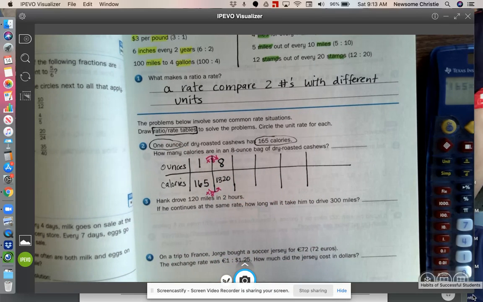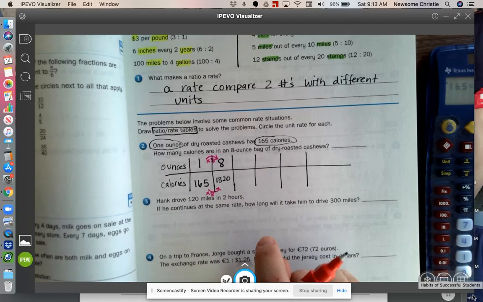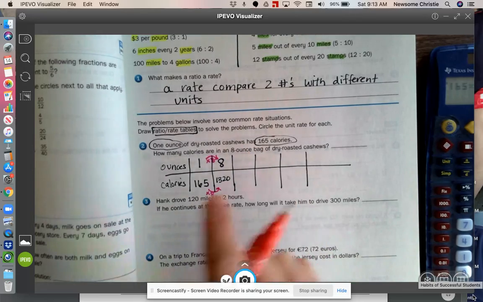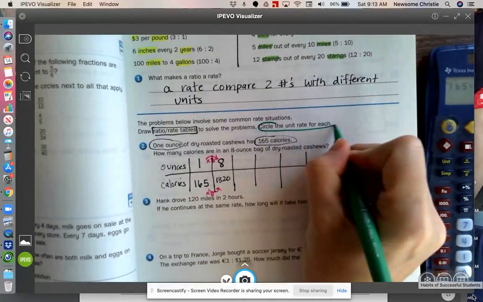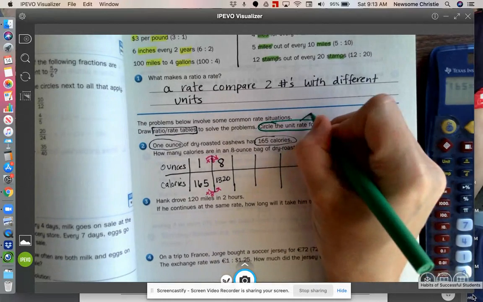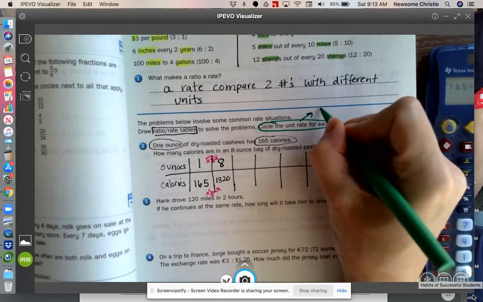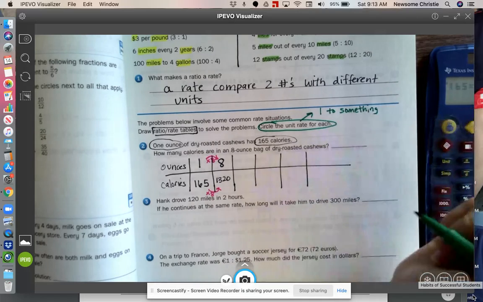You can also do this in a series of different steps. And I'm going to show you that one on number 3. Hopefully you're writing this down with me. Now, the other piece here that we haven't talked about yet, it says circle the unit rate, okay? Unit rate is a rate that compares 1 to something, okay? Hopefully maybe you remember a little bit.